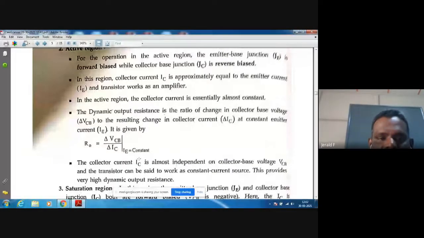What is the output resistance? Dynamic output resistance is the ratio of the change in the collector base voltage to the resulting change in collector current. The formula is del VCB by del IC. Next, go to the saturation region. What is the saturation region? In this region, the emitter base junction and the collector base junction are both forward biased and VCB has to be negative. IC, IE, these are the conditions.